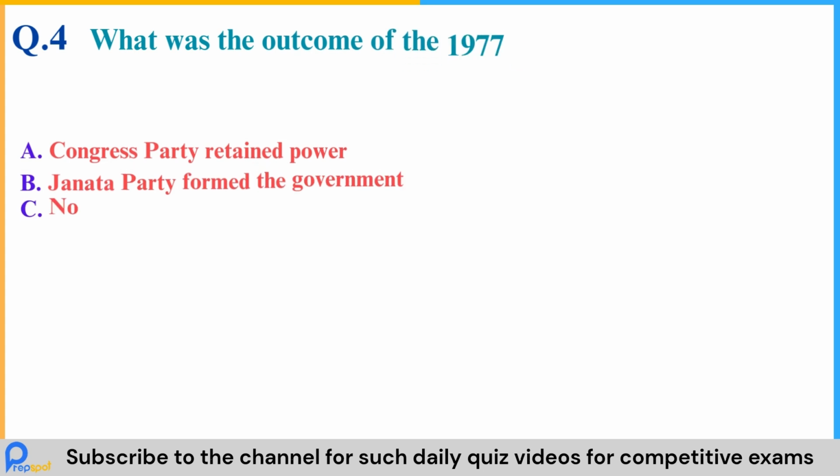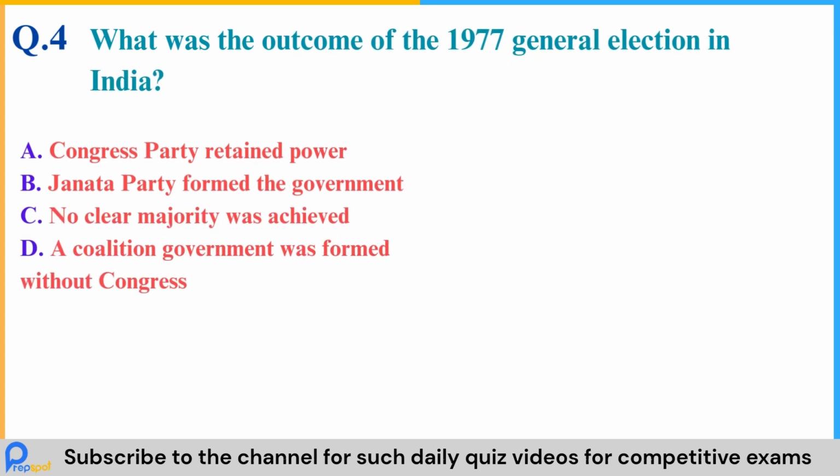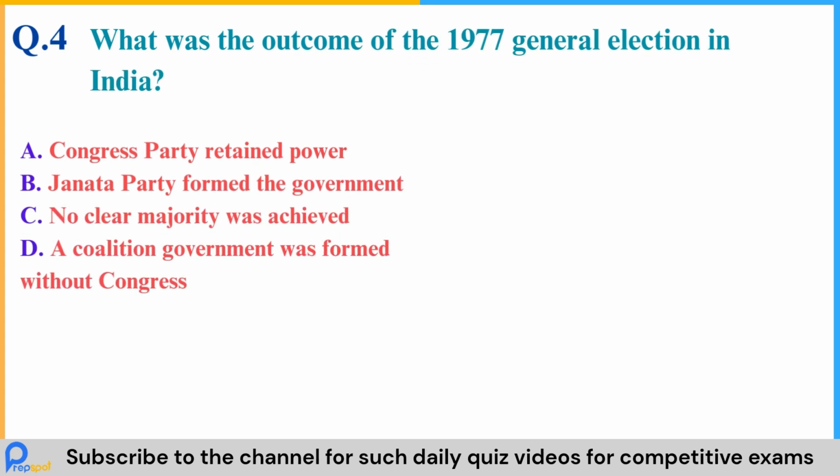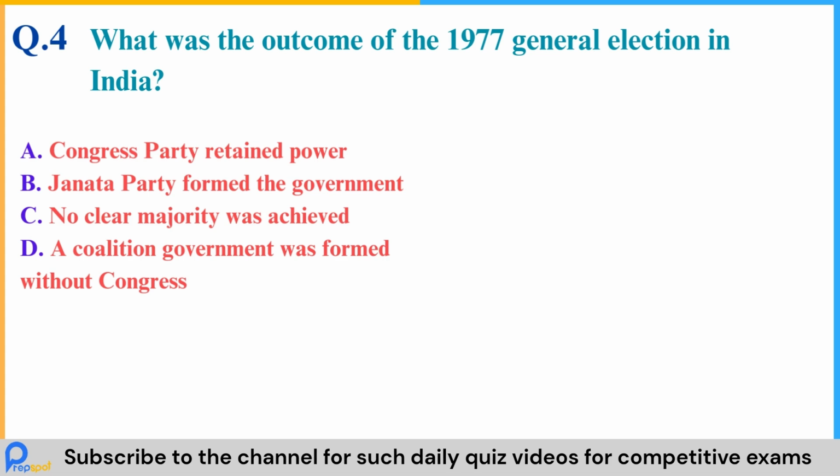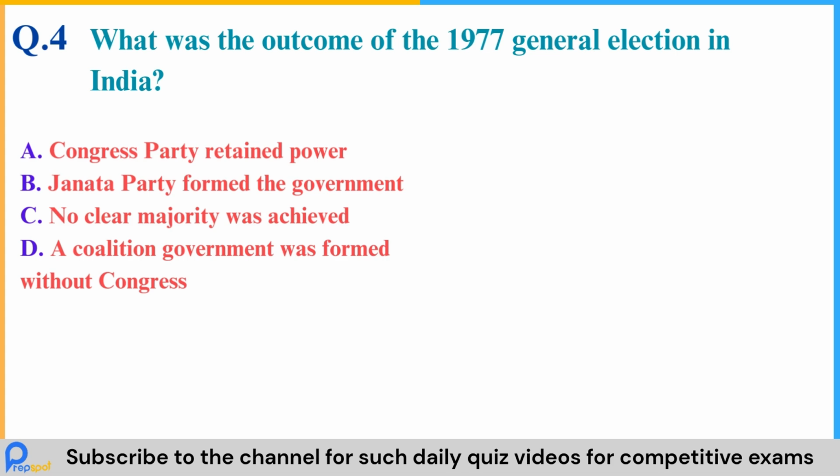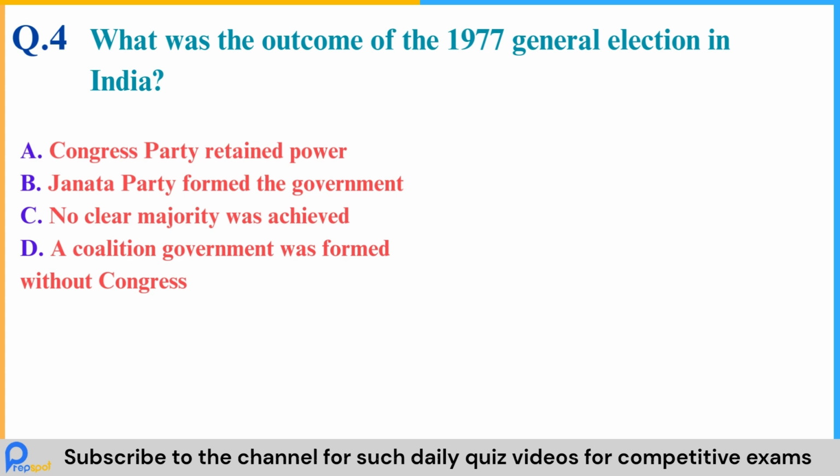Question 4. What was the outcome of the 1977 general election in India? A. Congress party retained power. B. Janata Party formed the government. C. No clear majority was achieved. D. A coalition government was formed without Congress.